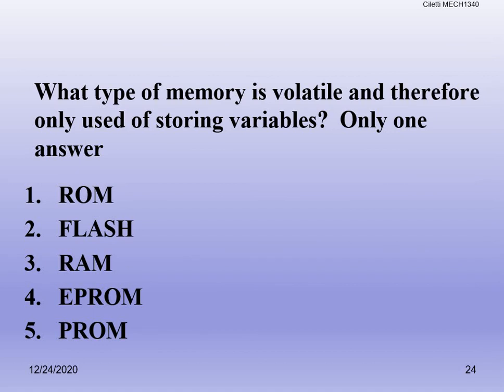So we're going to wrap this up here. What type of memory is volatile and therefore only used for storing variables? Only one answer is correct, and if you answered RAM, you're good. You need to remember that RAM is volatile.